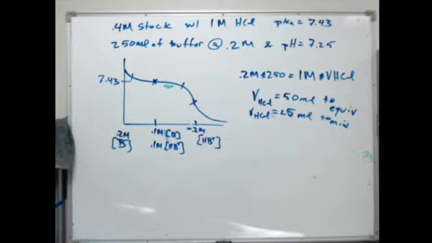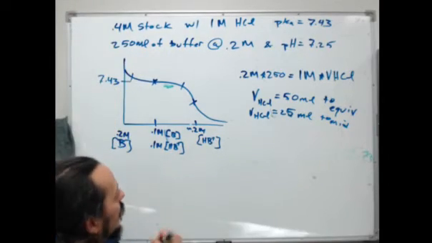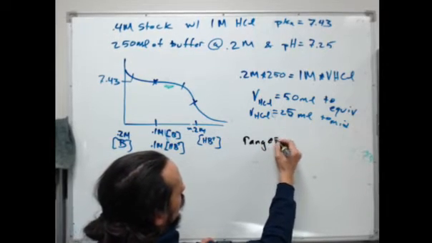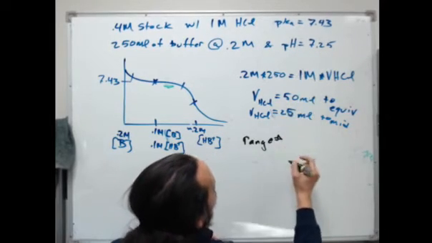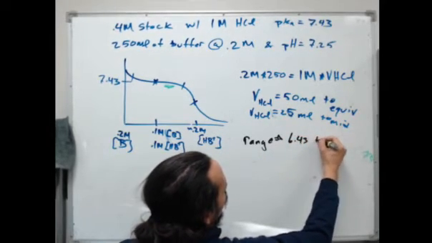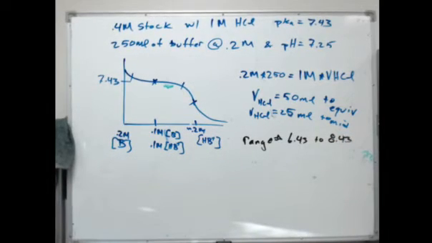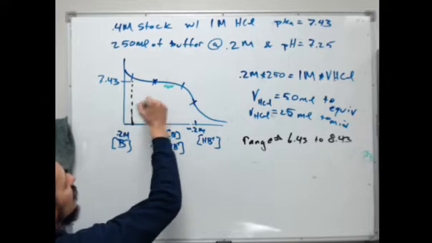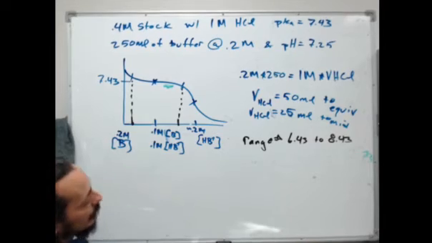If we want to understand buffer capacity, most of you put the buffer range. And we can say the buffer range is going to be from the pKa, 6.43 to 8.43. But that really doesn't do anything to tell us about the capacity. The range is all about the identity of the acid. The capacity is all about the stoichiometry of the problem.